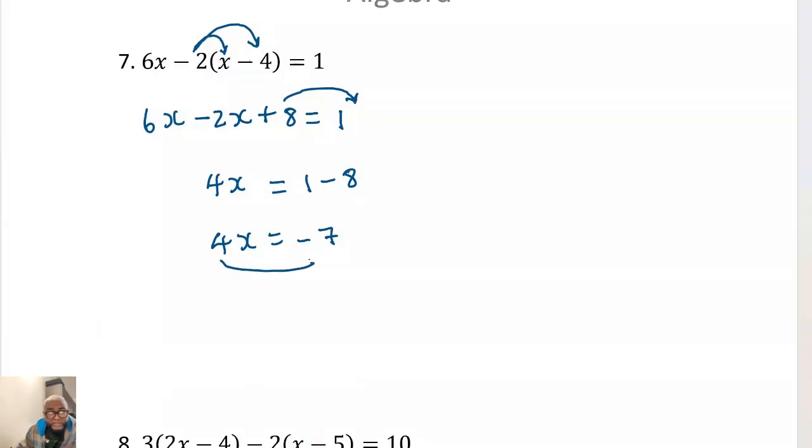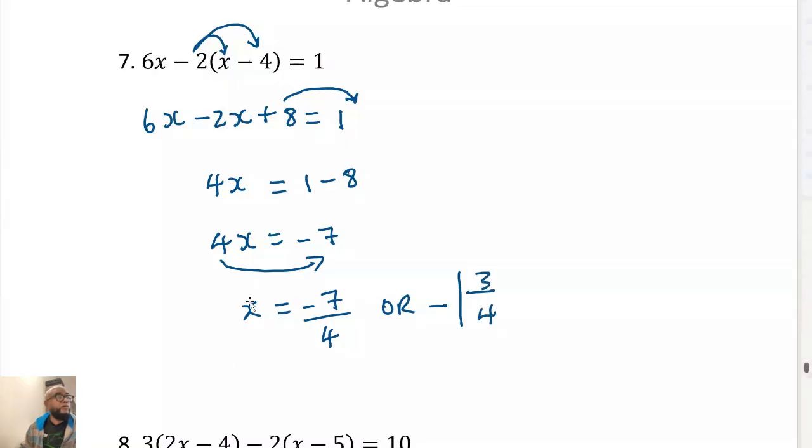So what do I do with this 4 now? Divide. Negative 7 divided by 4. You can leave it just so, or you can write it as an improper fraction. 4 into 7 is negative 1, remainder 3 over 4. Right?